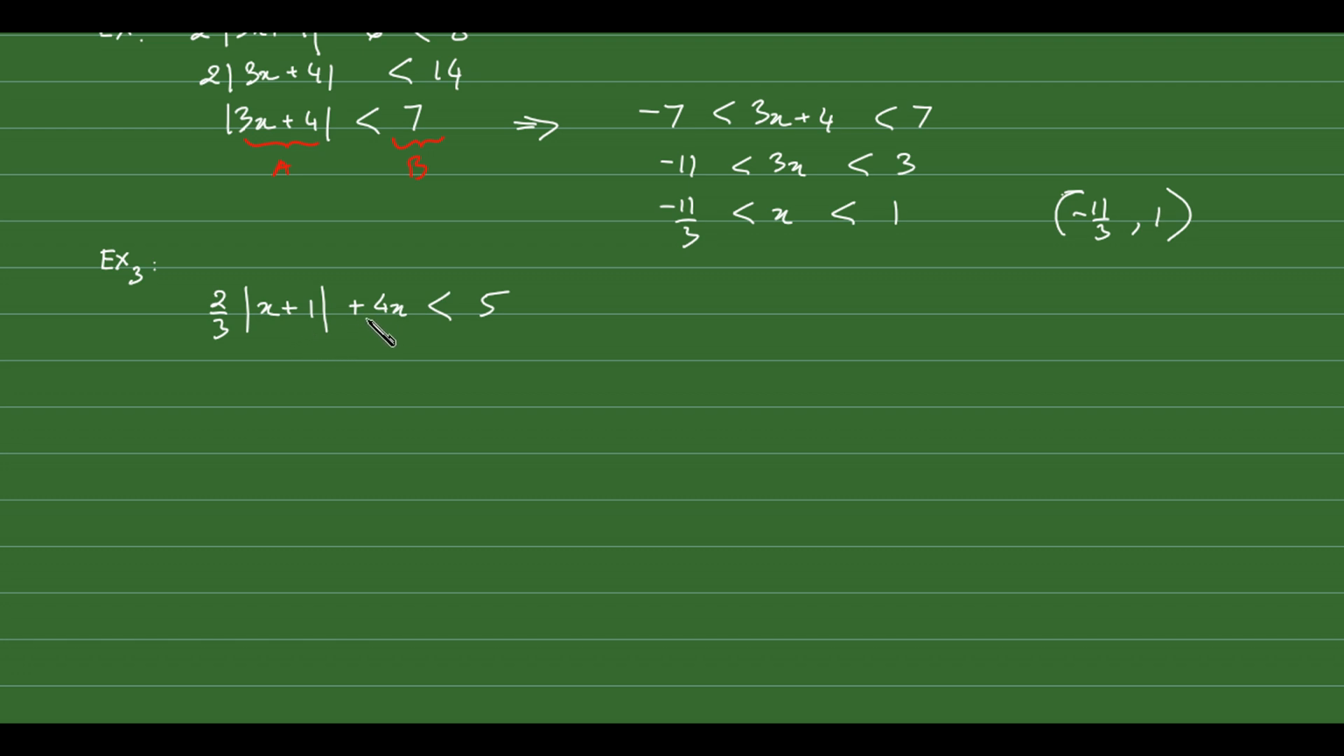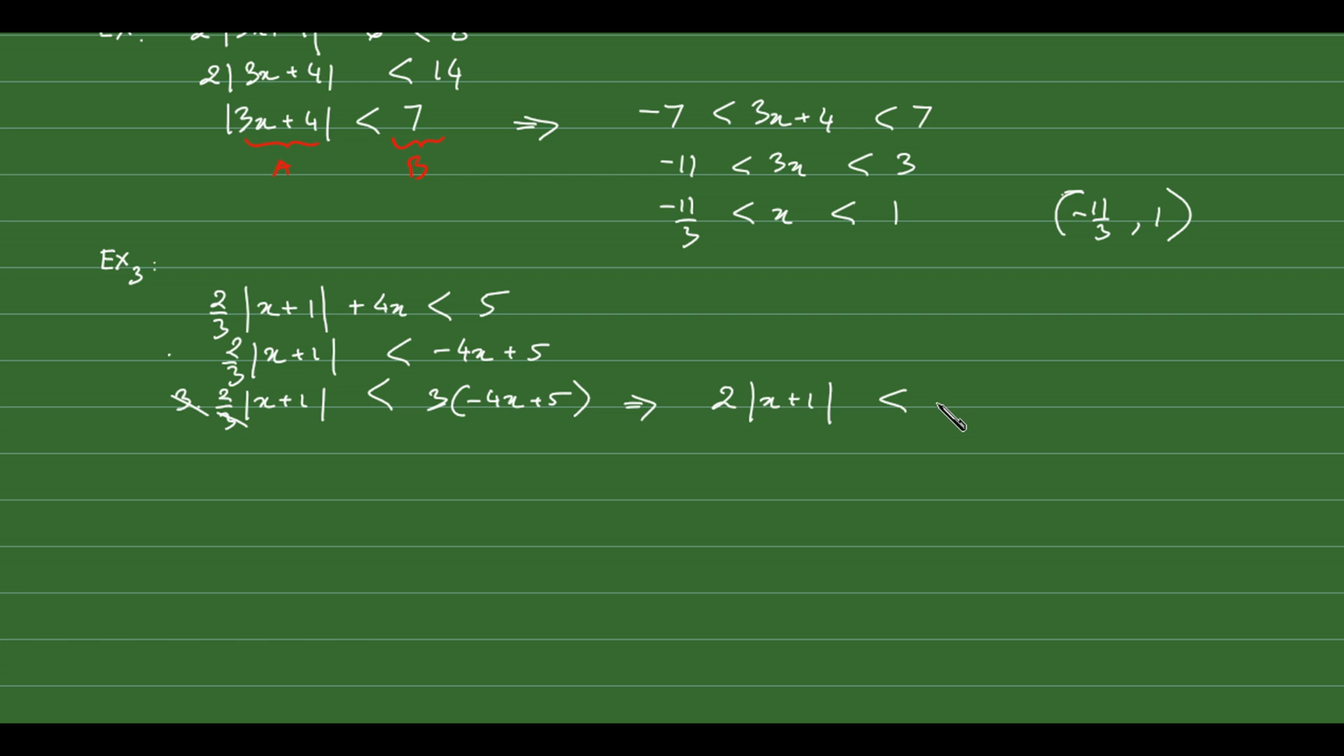So first they get rid of 4x. Okay, they get rid of 4x by subtracting 4x from both sides. So you have negative 4x plus 5. Then you multiply both sides by 3 in order to get rid of the denominator. Okay, so you cross them out. After you multiply both sides by 3 and cross them out, you're going to have this, right? Okay, I distribute the 3 in, so negative 12x plus 15.